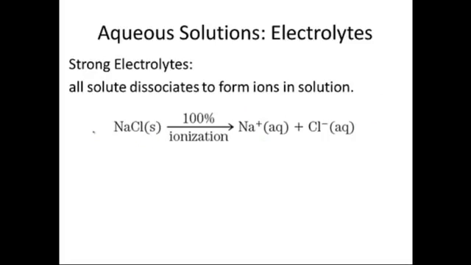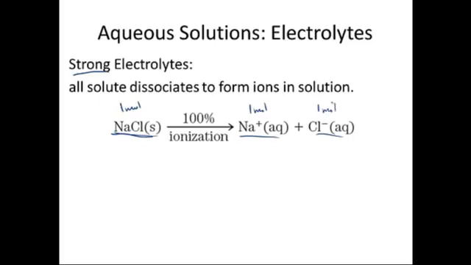So let's do our categorization of electrolyte. A strong electrolyte is one in which when the compound dissolves, it fully forms ions in solution, 100%. And so when sodium chloride dissolves, all of the sodium chloride makes up the sodium ions and chloride ions. So if you had 1 mole of sodium chloride, you'd make 1 mole of sodium ions in solution, 1 mole of chloride ions in solution.